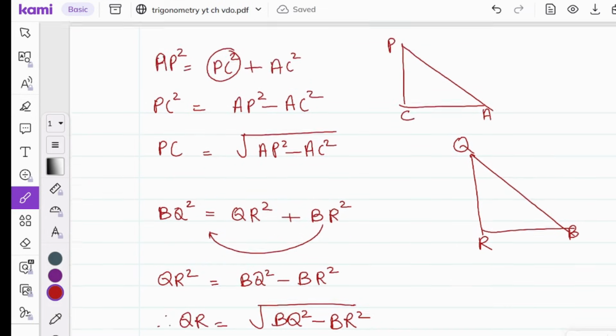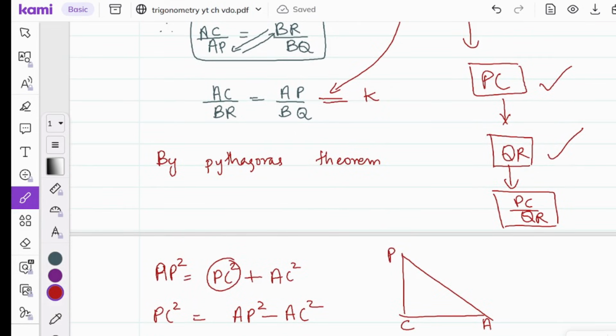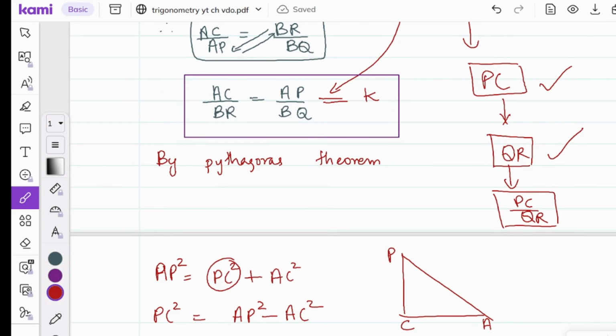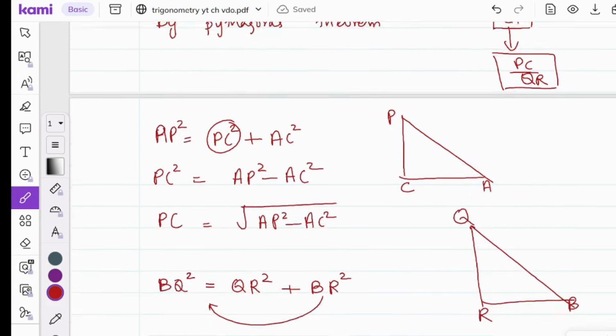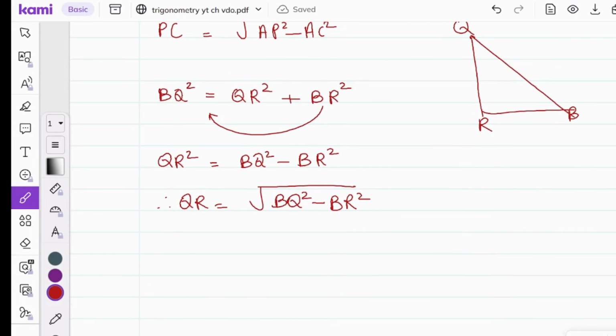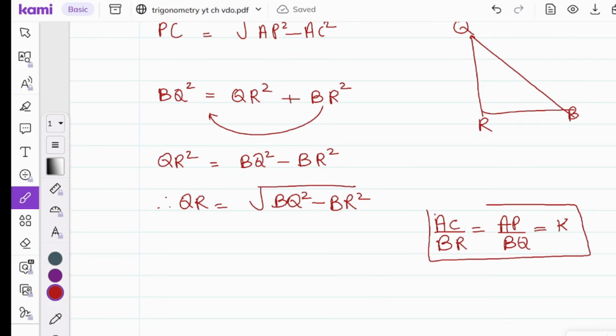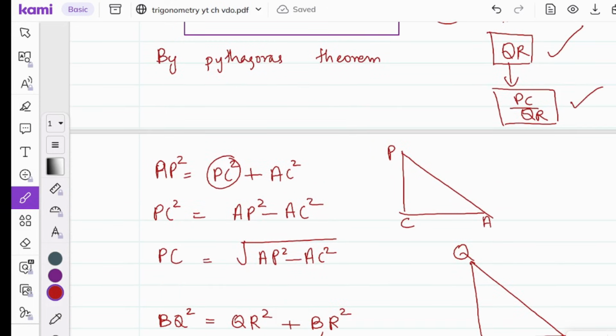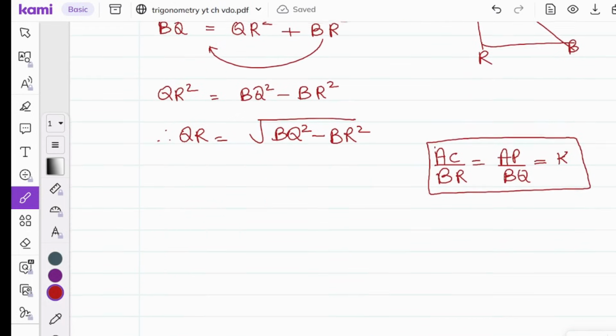Now let this equation be named as equation number 3. Let me rewrite this equation here. Equation number 3 is AC by BR equal to AP divided by BQ, which is equal to K. This is my equation number 3, right? Now, I got PC as well as QR. What is my next aim? I need to find PC by QR. So, let me find the PC by QR here.